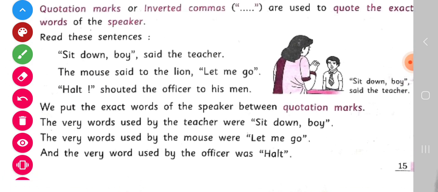We put the exact words of the speaker between quotation marks. The very words used by the teacher were sit down boy, and the very words used by the mouse were let me go, and the very word used by the officer was halt. That's why all these words are in between inverted commas.